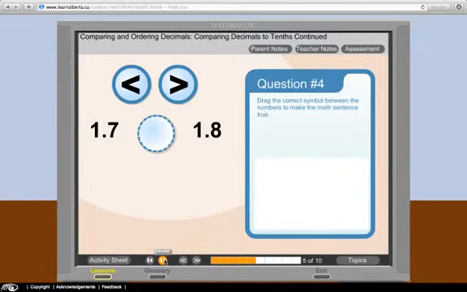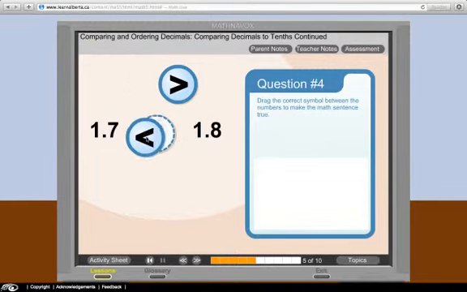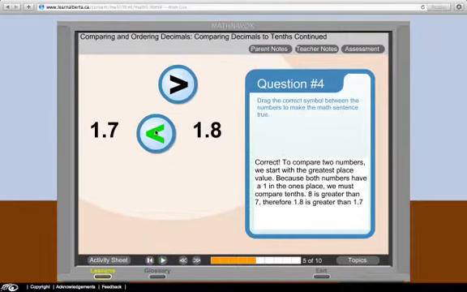Drag the correct symbol between the numbers to make the math sentence true. Correct. To compare two numbers, we start with the greatest place value. Because both numbers have a 1 in the ones place, we must compare the tenths. 8 is greater than 7, therefore 1 and 8 tenths is greater than 1 and 7 tenths.